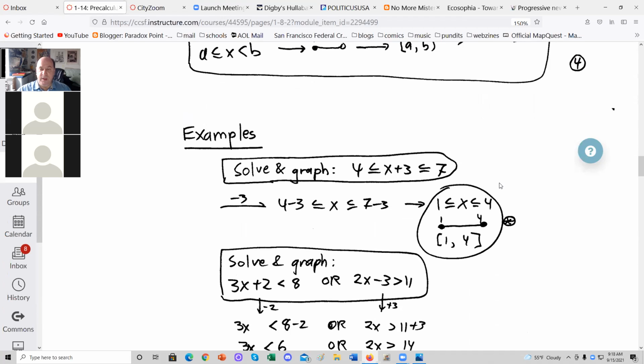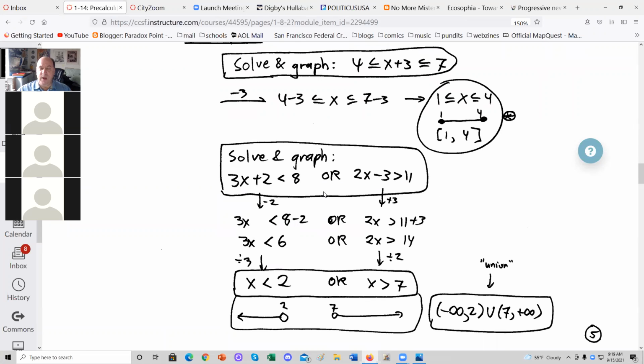So for example, 4 less than or equal to x plus 3 less than or equal to 7. Subtract 3 from all three parts. 4 minus 3 less than or equal to x, less than or equal to 7 minus 3. So 1 less than or equal to x less than or equal to 4. So it's the closed interval from 1 to 4, including both endpoints.